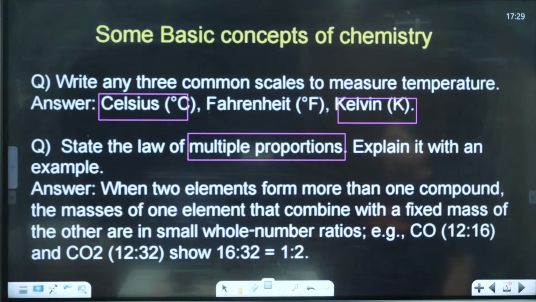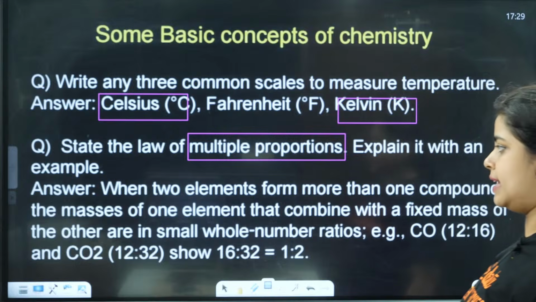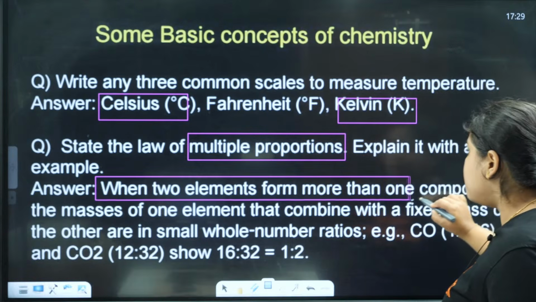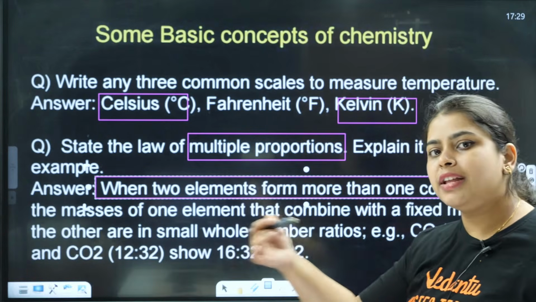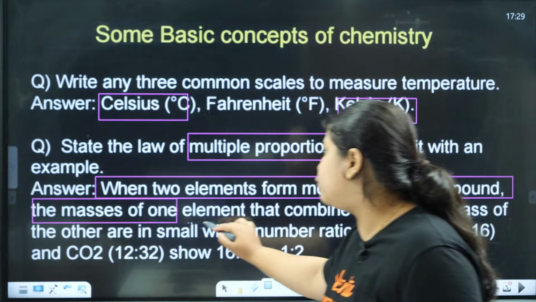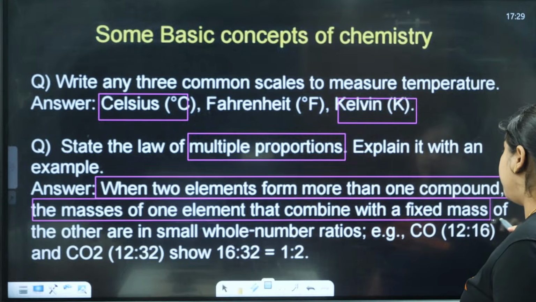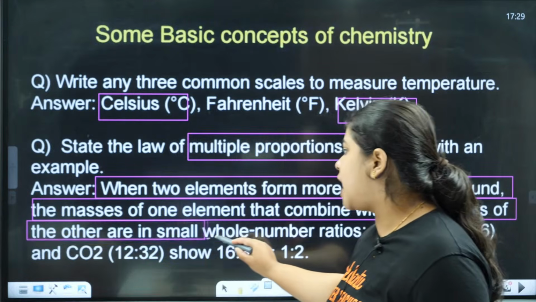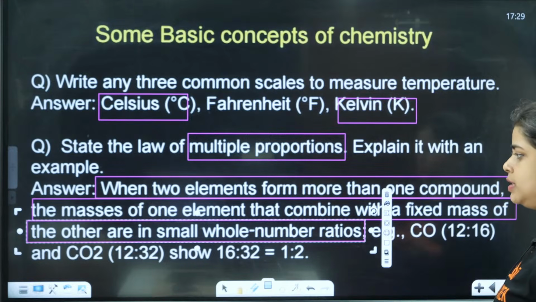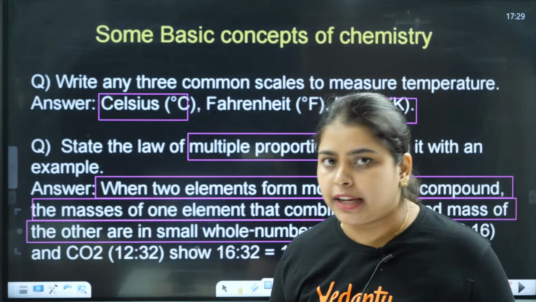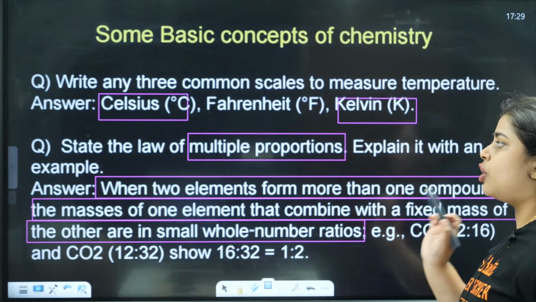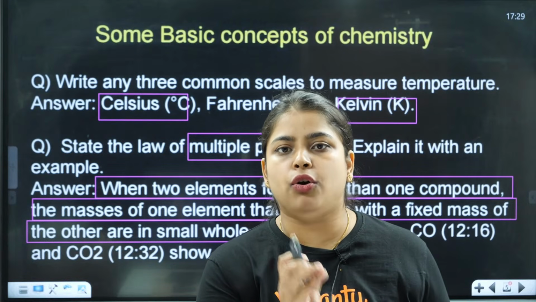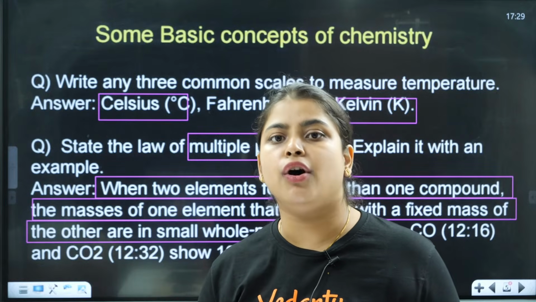State the law of multiple proportion and explain it with an example. So what is the meaning of that? Whenever two elements form more than one compound, the masses of one element that combine with a fixed mass of the other are in small whole number ratios. That is called the law of multiple proportion.